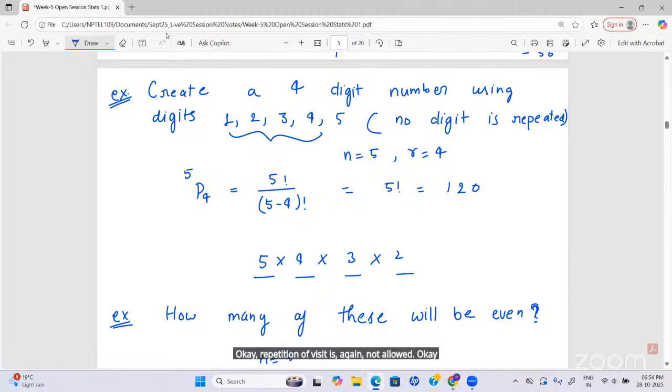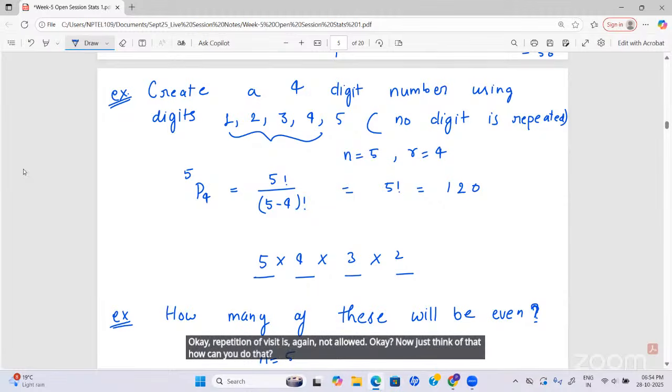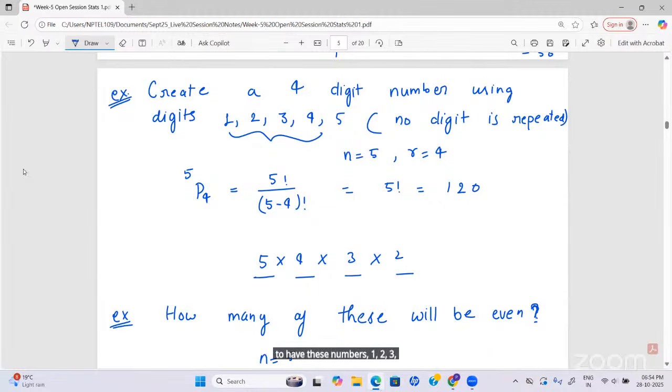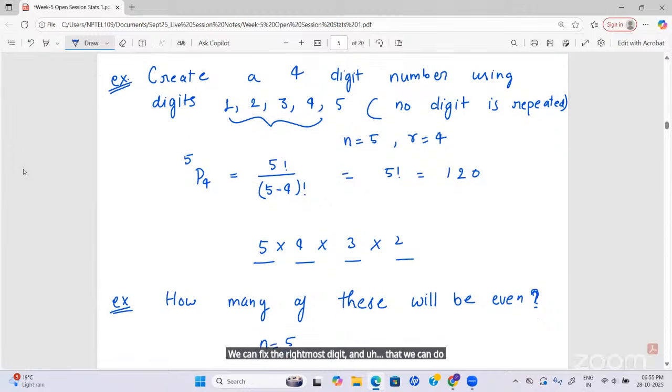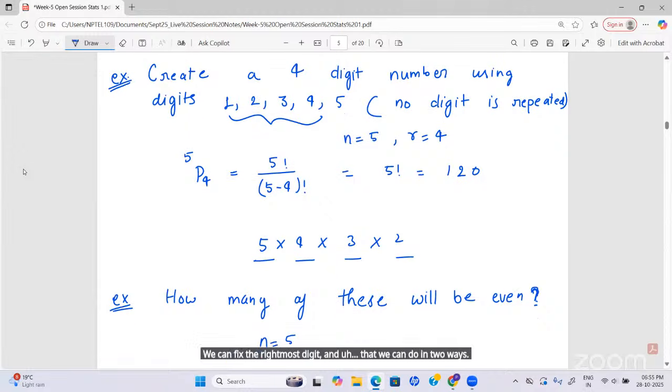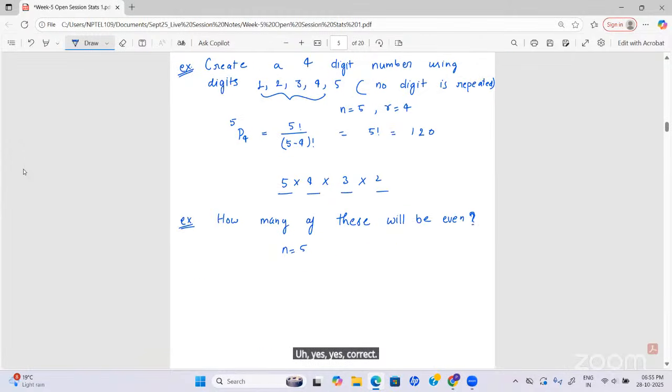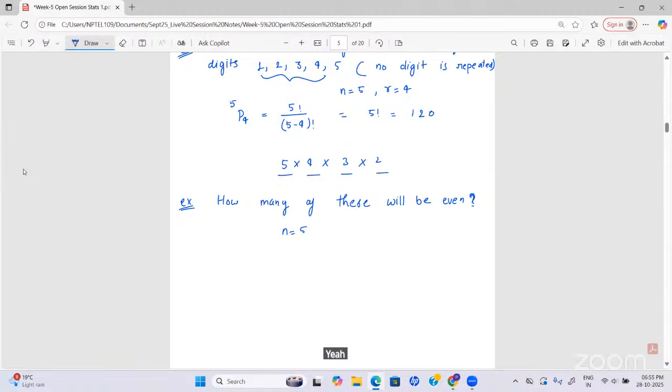Now just think, how can you do that? You have these numbers 1, 2, 3, 4, and 5, and you have to make a four-digit number which should be even. Fix the rightmost digit, and that we can do in 2 ways. And the rest we can do in 4P3 ways. Yes, correct. So we have to make a 4-digit password, right?